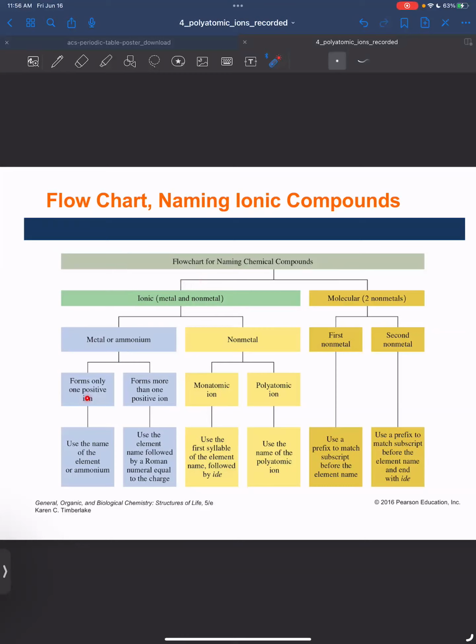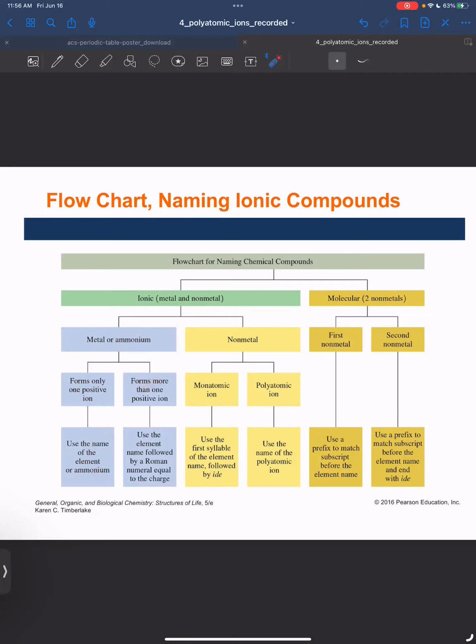And we're going to focus on this part here, not the molecular part just yet. So ionic, we have a metal and nonmetal, or ammonium, which is still nonmetals, but cationic in nature because it's positively charged. And if you're looking at the metal, and if it forms only one positive ion, then there's no need for a Roman numeral. You just use the full name of the element, or for example, ammonium, if it's ammonium.